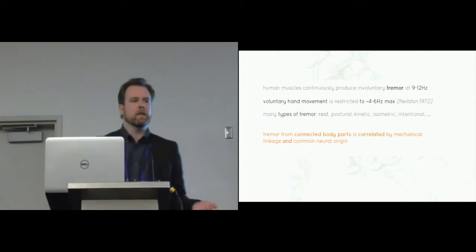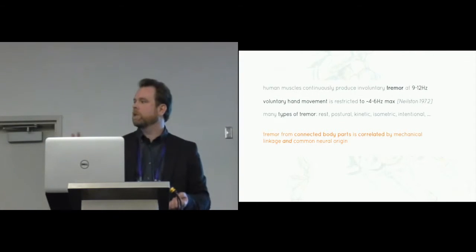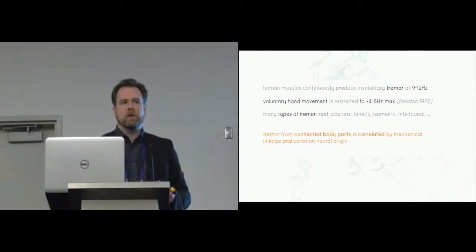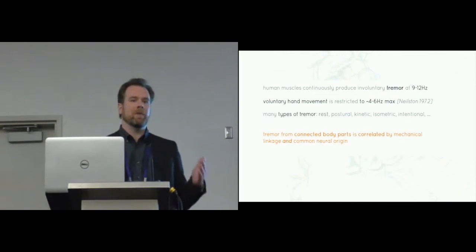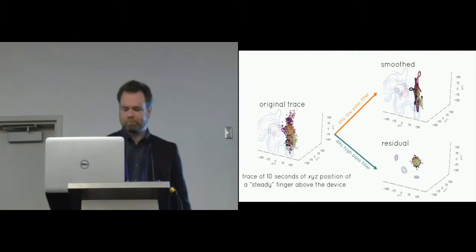And the key thing is, if you have body parts which are connected together, then mechanical linkage means that tremor propagates through those joints simultaneously. And tremor is also a neurological phenomenon. It's not a muscle phenomenon. And there are two independent tremor generators in your body which are lateralized. So you can distinguish between the left and right parts because they have different oscillations.